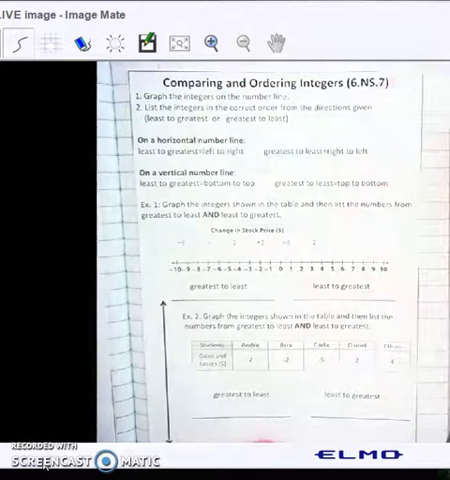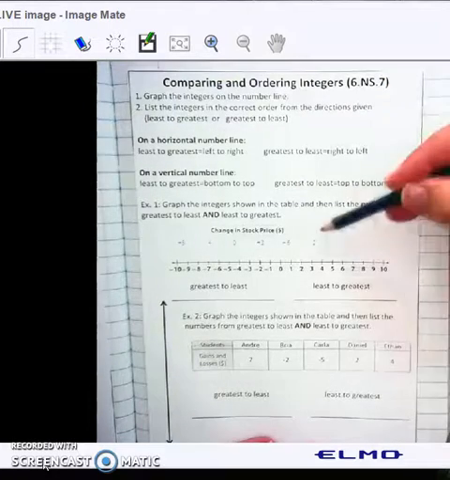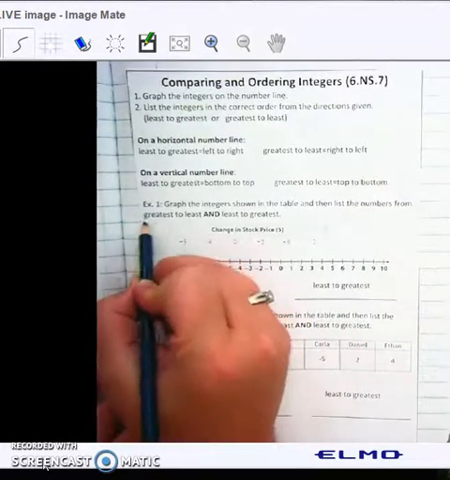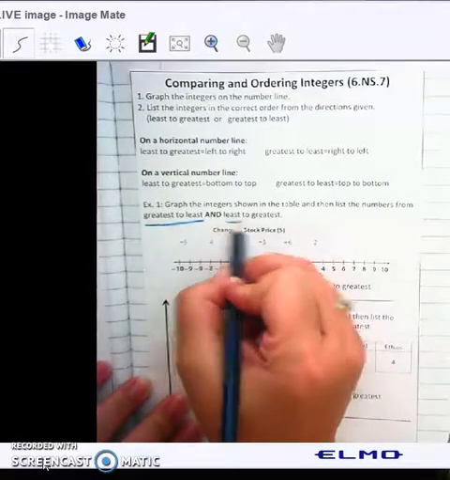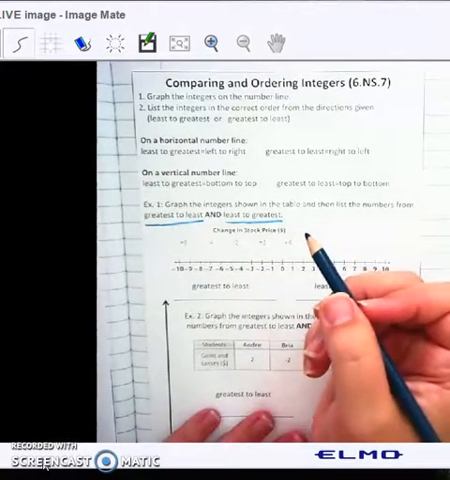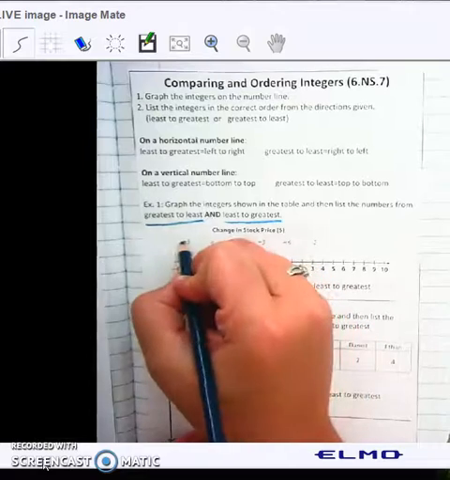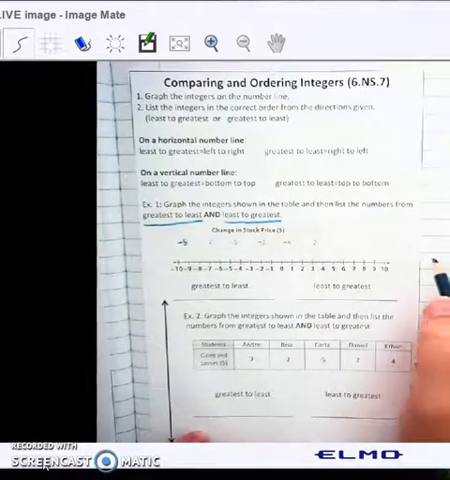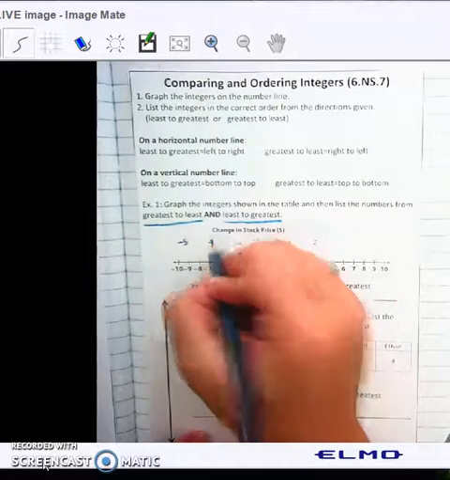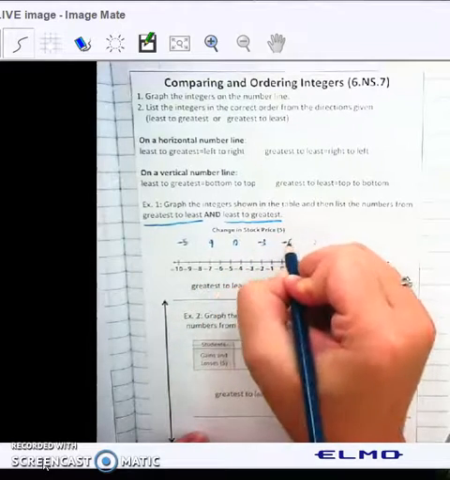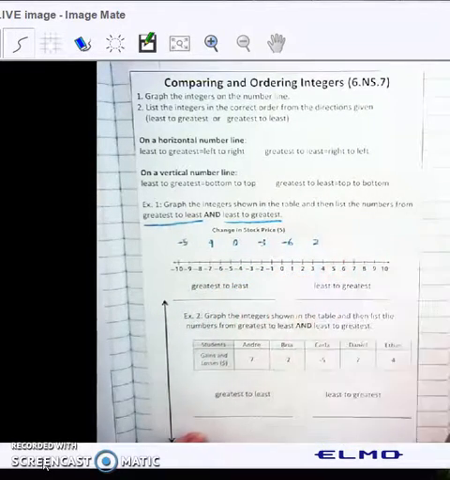So for our first example, we're going to graph the integers shown in the table and then list the numbers from greatest to least, so let's underline that, and from least to greatest. So we're going to have two sets of numbers. So our first number is -5. I'm going to rewrite this so you can see it a little better. -5, 4, 0, -3, -6, and 2.